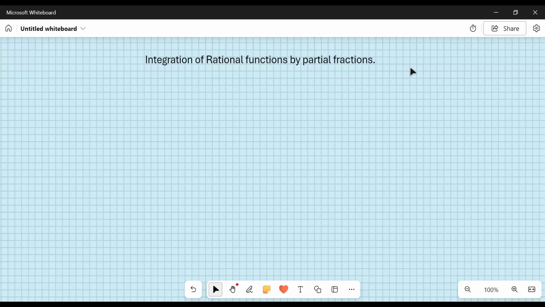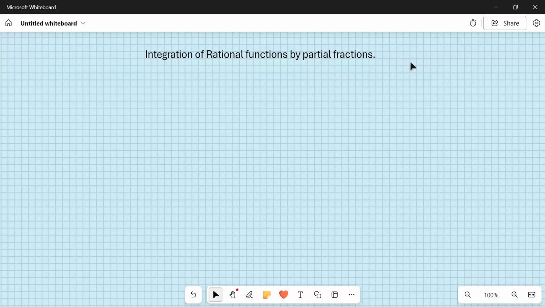Hello, everyone. Today we are going to work with integration of rational functions by partial fractions. So guys, first, what are rational functions? Rational functions are like fractions with polynomial in numerator and polynomial in denominator. For example, x plus 5 divided over x squared plus x minus 2. Typical rational fraction. So polynomial in numerator, polynomial in denominator.